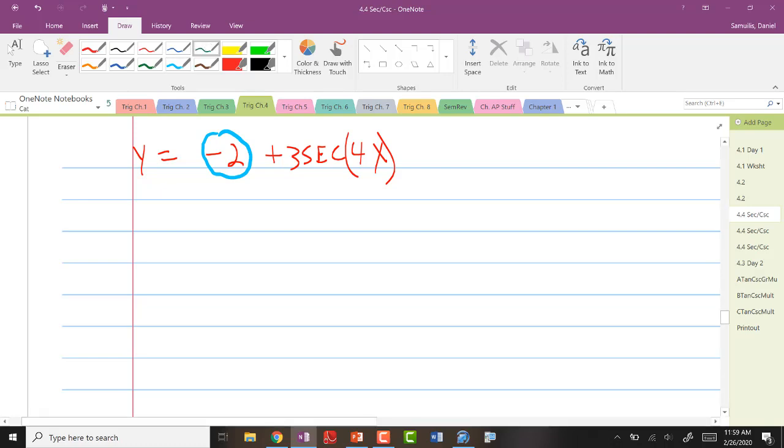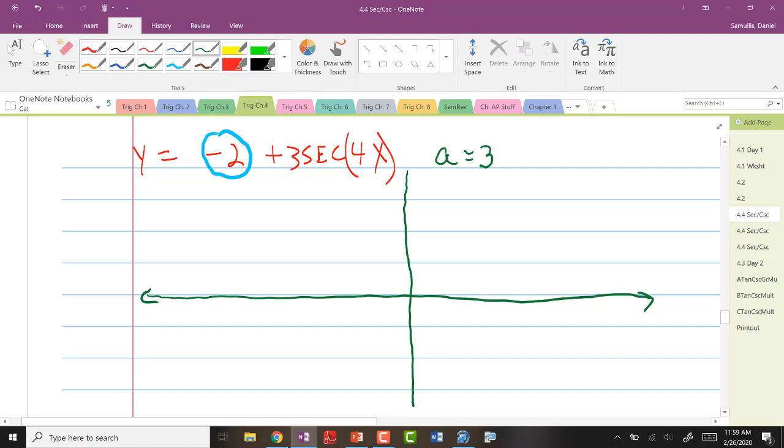I'm going to do this right now, and you should remember this from my glorious teaching of shifting up and down. It's not an amplitude. Let's say A equals 3. So this would have gone from 3 to -3. But when we go down 2, what does 3 become? If this was 3, it's 1.